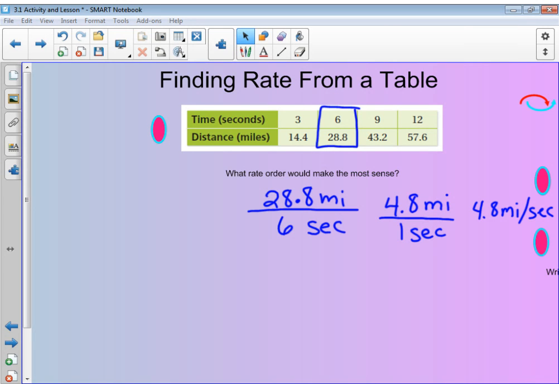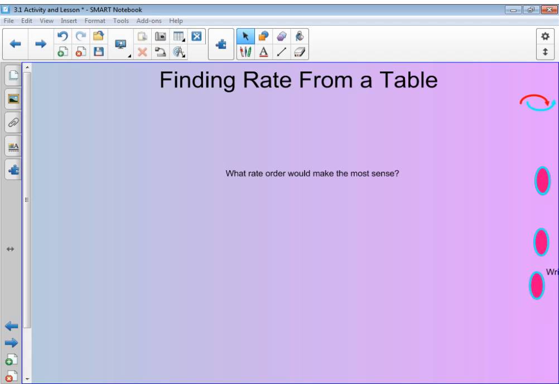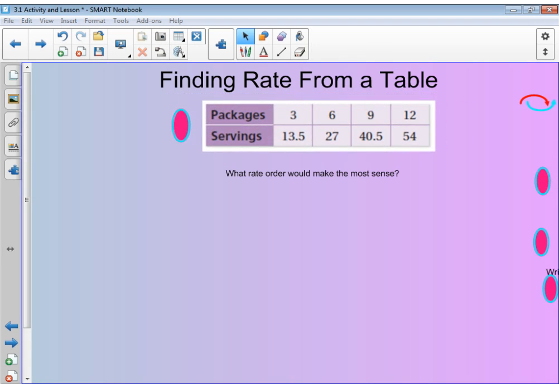All right, so I'm going to give you guys one. Remember, it's your bottom number divided by your top number. It's our Y's and our X's, and it'll make more sense as we start working with things that are a little more advanced. Okay, so here I have packages and servings. So if I were to read through that, I've got 3 packages will give me 13.5 servings. So maybe this is potato chips or something like that. So I want to know the servings per package. So if I had 1 package, how many servings, how many people would I be able to serve?